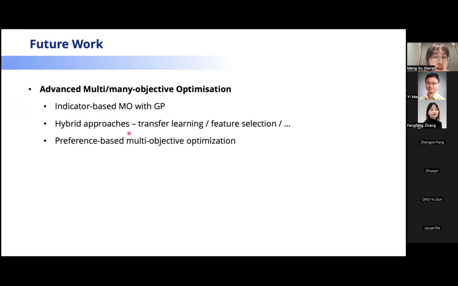And another thing is that currently transfer learning, feature selection, or ensemble learning has been integrated into GP for solving the single-objective job shop scheduling problem. But for the multi-objective problem, we can still investigate this kind of integration. And also maybe we can consider preference-based multi-objective optimization.